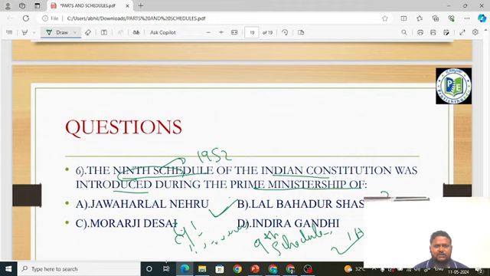Okay friends, that's all for today. We will meet in tomorrow's session, where we will talk about the sources of the Constitution. What are the various sources from which we borrowed various features of the Constitution? That will be discussed in tomorrow's session.